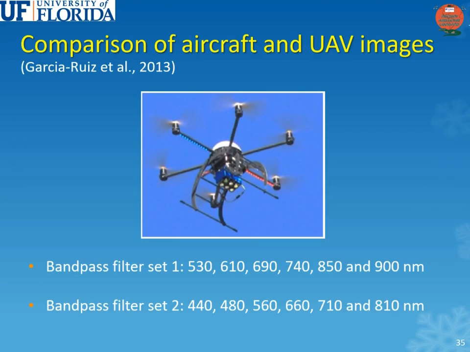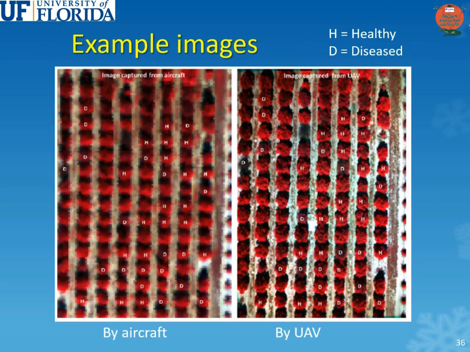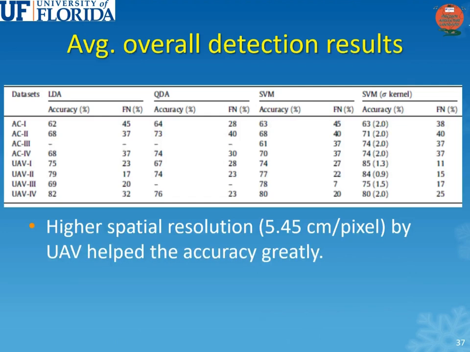And we also tried UAV, a drone, using those bandpass filters. Yeah, and here is an example map image: the left side is the aerial image and the right side is the drone image. So you can clearly see that the drone image is much better because it has higher spatial resolution. Then we tried different methods and compared aerial images and drone images. But as you expected, drone images produced a higher detection accuracy because of higher spatial resolution.